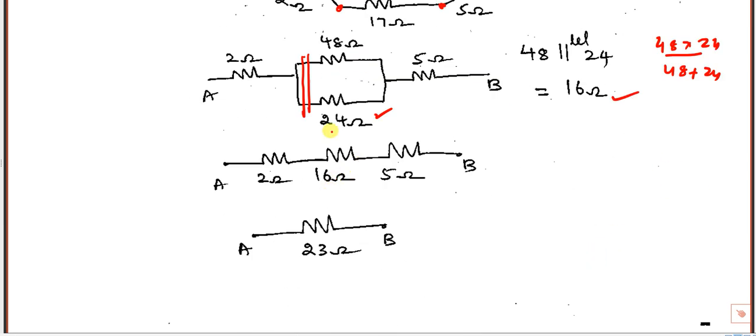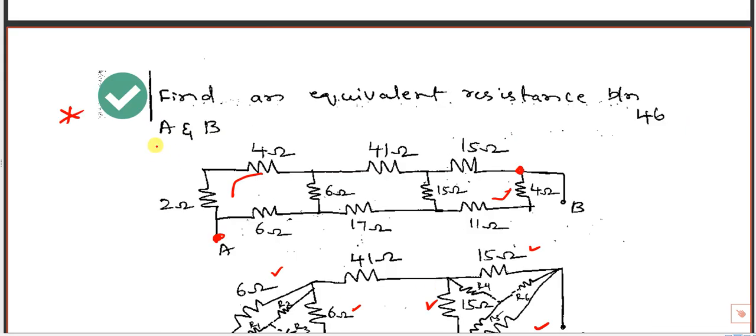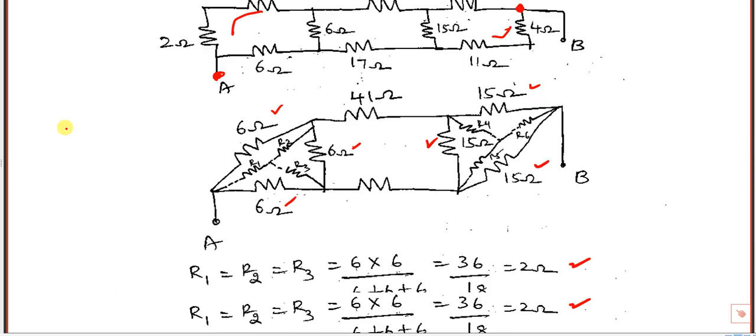So once you write 16 ohms, now all are in series. 16 plus 2 is 18, 18 plus 5 is 23. So this is also a very, very important problem. You can consider this as a most important problem.